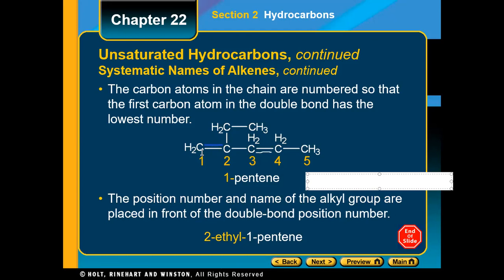You would have to renumber it, so it would be 4-ethyl-2-hexane. Why do we have to renumber it? Because the double bond is closer to the other side. Now the double bond is closer to this end, so you don't start counting from here, but from here, because it has to be the end that has the closest double bond.